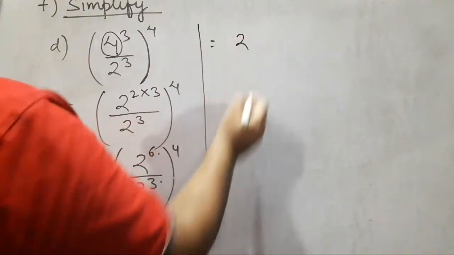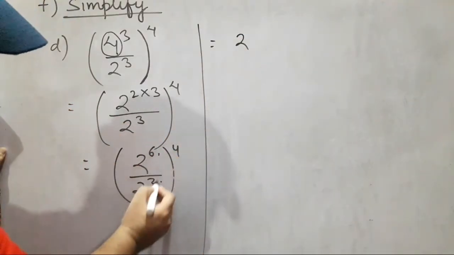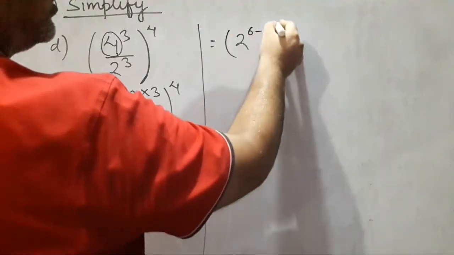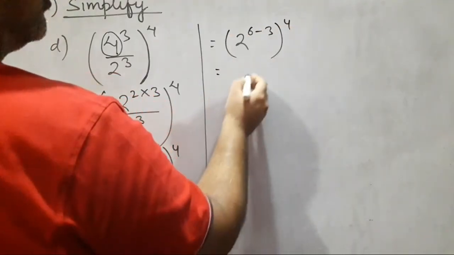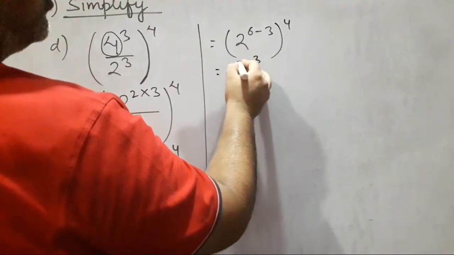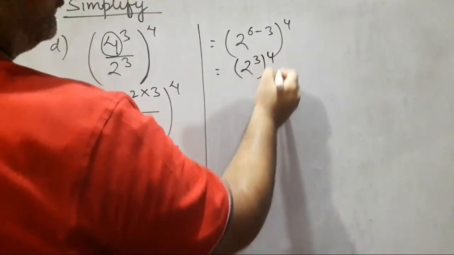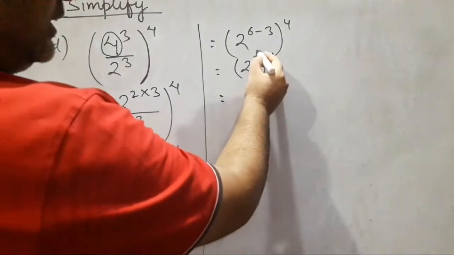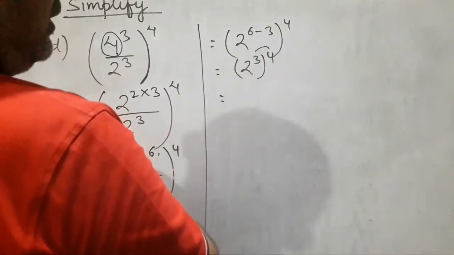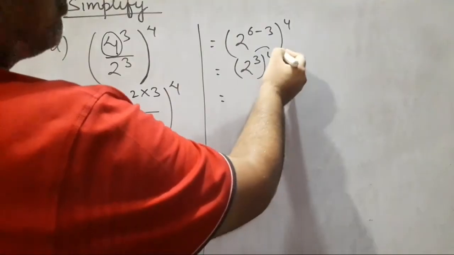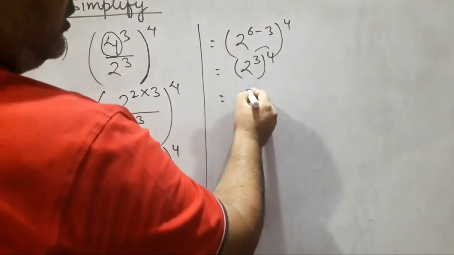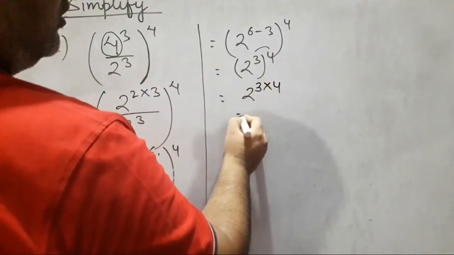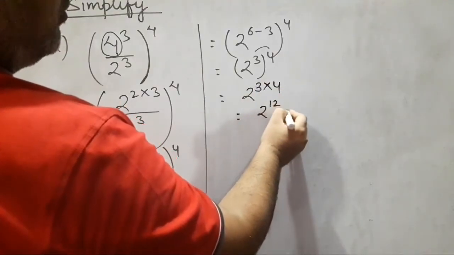Equal to 2 power 6 minus 3, bracket power 4. So 2 power 3 bracket power 4. Now according to the power law of indices, these both powers can be multiplied. The power inside and the power outside can be multiplied. So I can write it as 2 power 3 into 4 equal to 2 power 12.